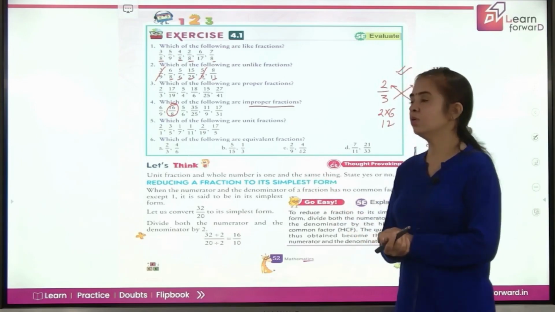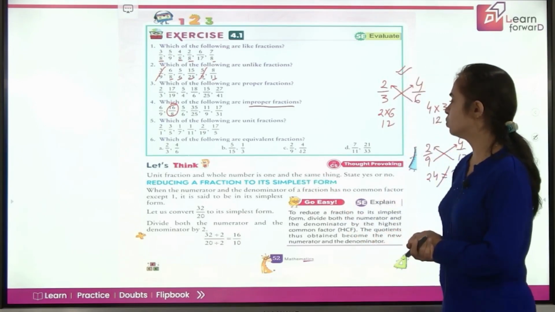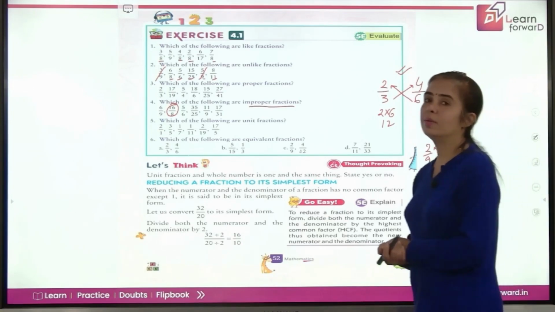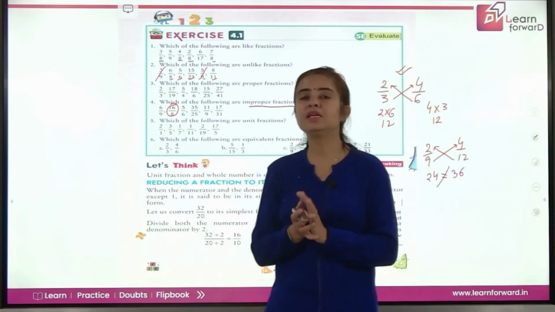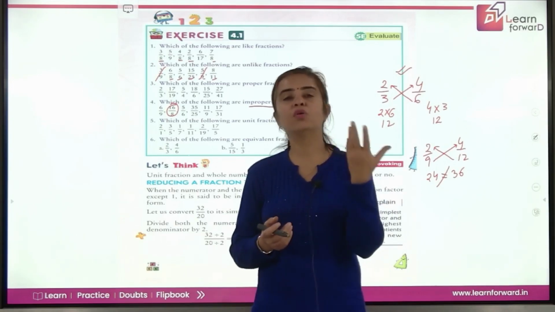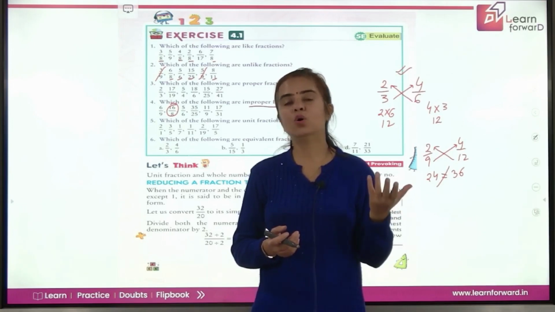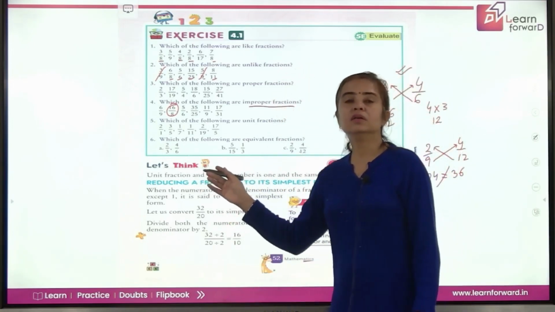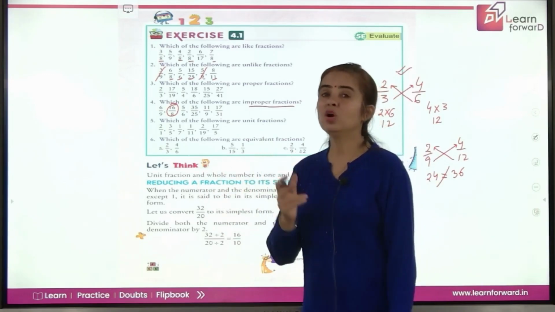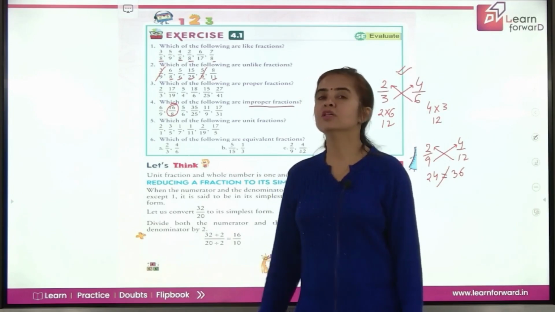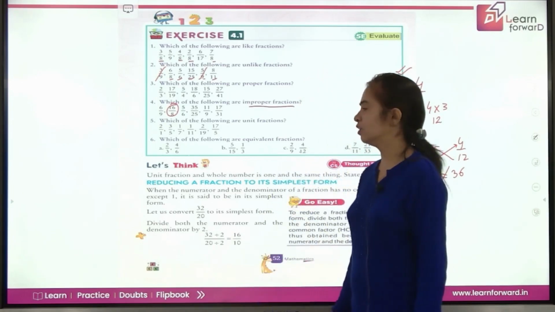Now let's think: unit fraction and whole number, is it one and the same thing? Yes or no? No. A whole number is something that is complete. But in a unit fraction, we talk about one part out of many parts of the whole thing, right? So they are not the same thing. In a whole number, the denominator is 1, but in a unit fraction, the numerator is 1. So this is another way of making the difference.